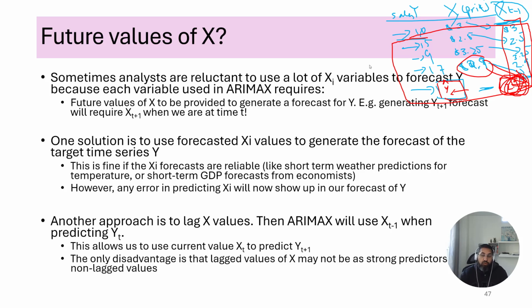And this is even more important when you're not using price. Let's say you're using a variable like your competitor's sales or sentiment from Twitter or a social media sentiment index, something like that, right? Then often you're in this problem where you want to use these X variables, but you don't know their future values, and so you can't use them with ARIMAX.